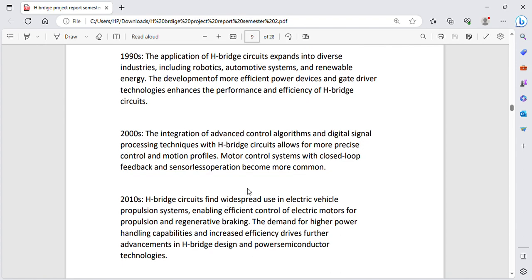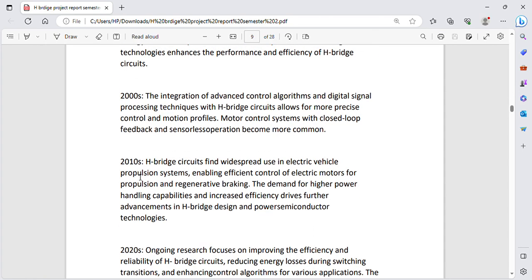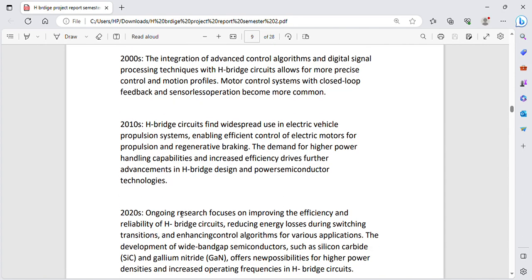motion profiles. Motor control systems with closed-loop feedback and sensorless operation became more common. In the 2010s, H-bridge circuits found widespread use in electric vehicle propulsion systems, enabling efficient control of motors. The demand for high power handling capability and increased efficiency drove further advancements in H-bridge design and power semiconductor technologies.